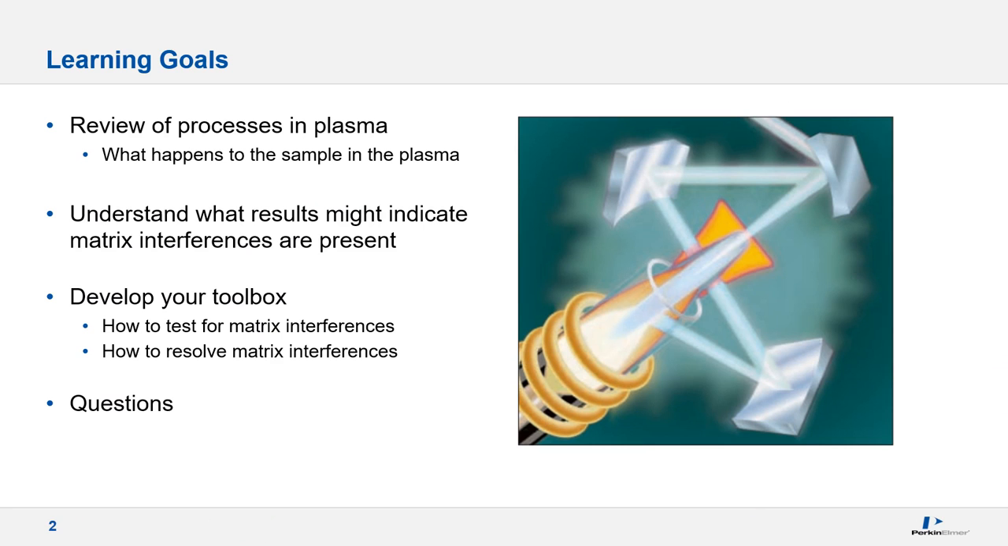Here are some of our learning goals for today's webinar. First, we will review the processes in the plasma, because understanding these is a key to identifying and resolving matrix interferences. We also want to take a look at what types of results would indicate that you have a potential matrix interference. Next, we want to give you a few tools in how to test for matrix interferences and hopefully resolve them. And finally, we hope I have made this short enough to be able to answer some of your questions.